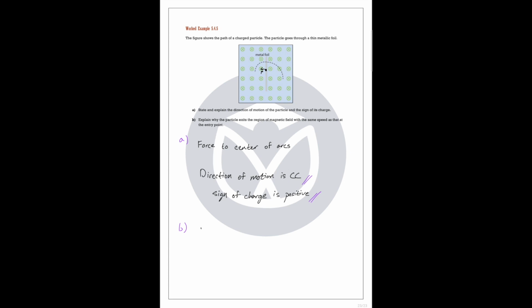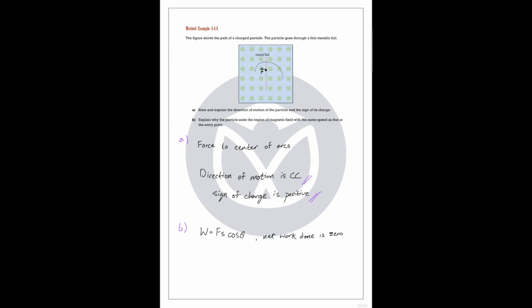To prove this, we know that work done is equal to W equals F S cosine theta. So if the force with respect to the displacement of the particle is 90 degrees, so velocity is upward, but the force is acting this way, 90 degrees, we plug into cosine 90 and we get 0. Therefore, the net work done by the magnetic force is 0.